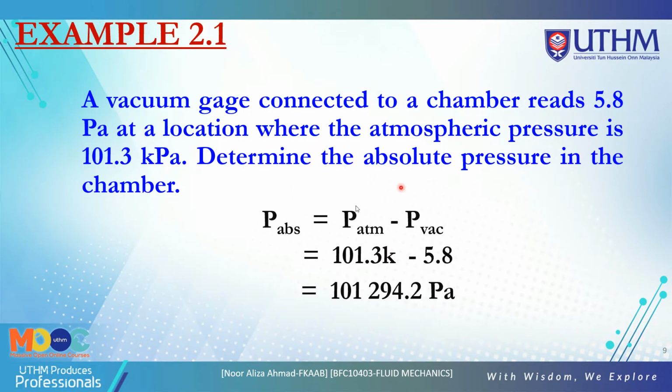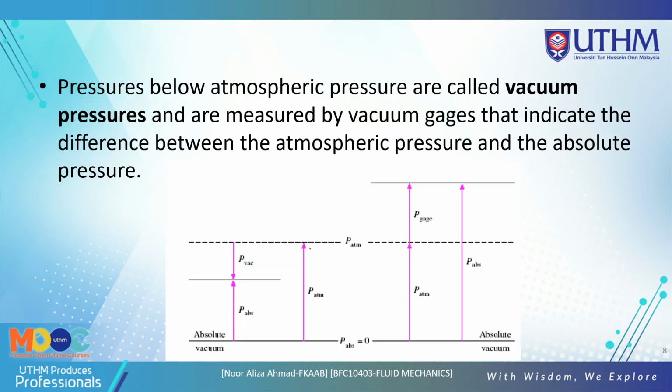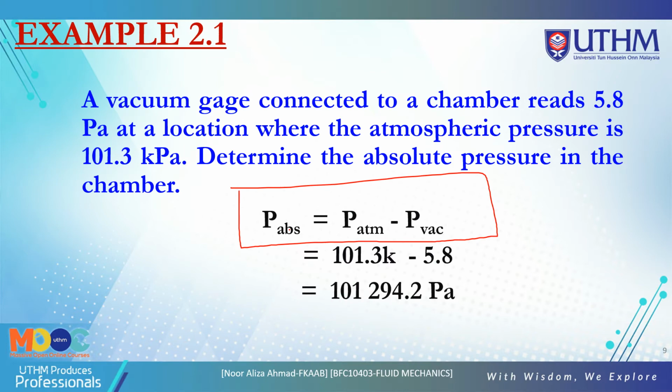You can look at this, and this is the equation, based on the figure from the previous slide. You must know that P absolute is equal to P atmosphere minus P vac. To get the P absolute, you take the P atmosphere minus the P vacuum, so you get the P absolute.